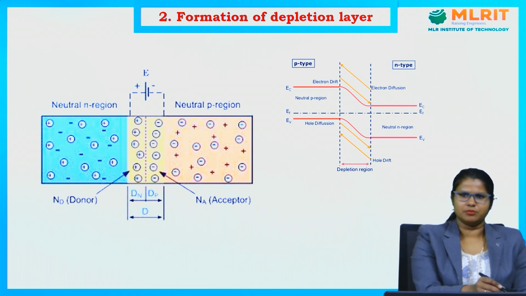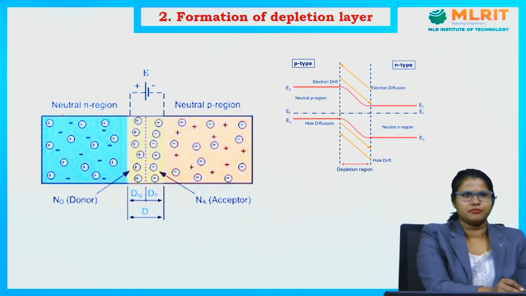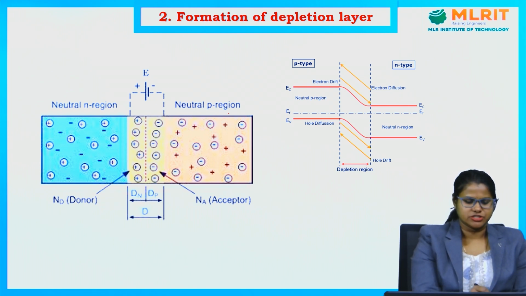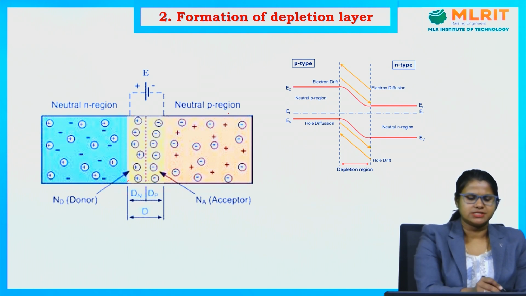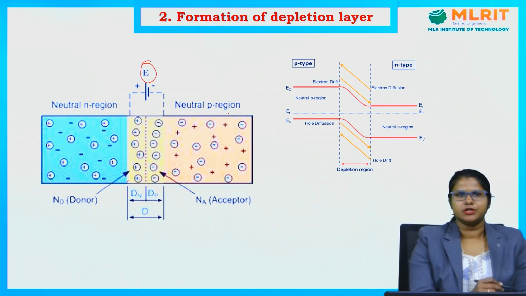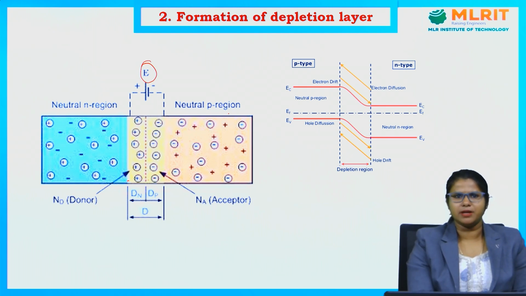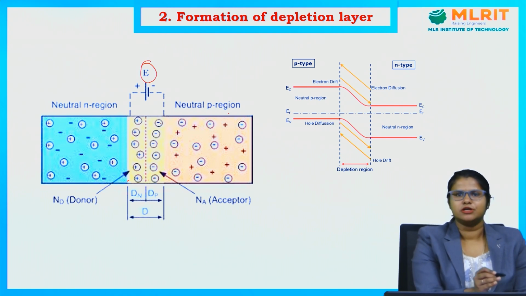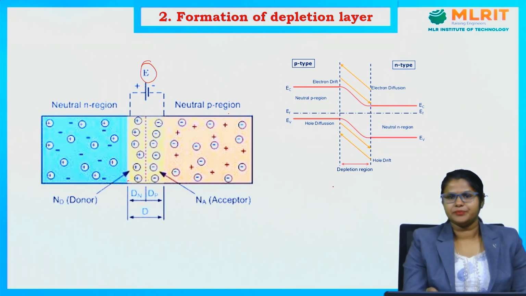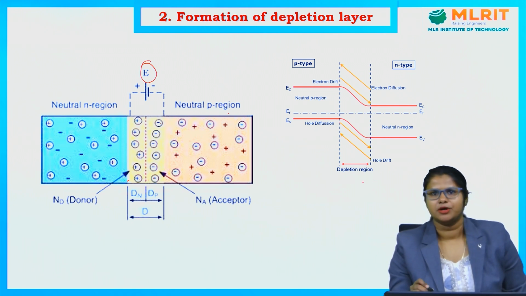In this diagram we can see the N region on the left side and the P region on the P side. As discussed earlier, on the P side near the junction we get negative charges and on the N side we get positive charges. Due to this, a potential develops across the junction. Due to that potential, an electric field develops, which stops the further flow of any charge carriers through the junction. This is the energy band diagram of the PN junction.